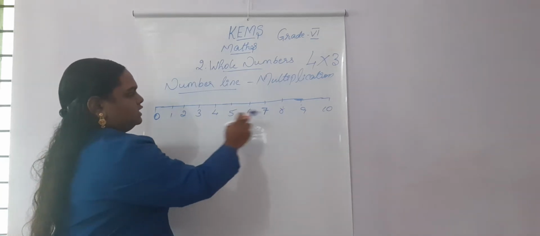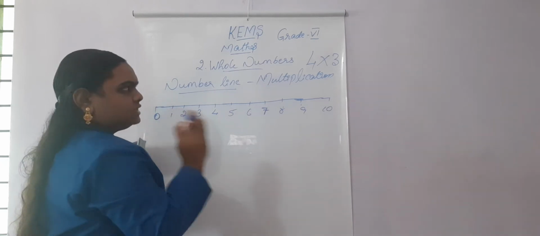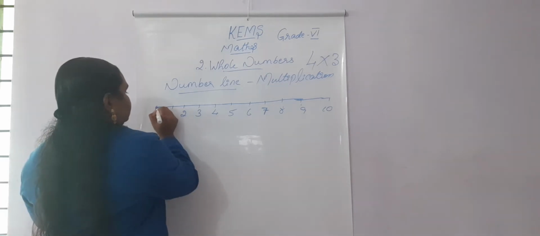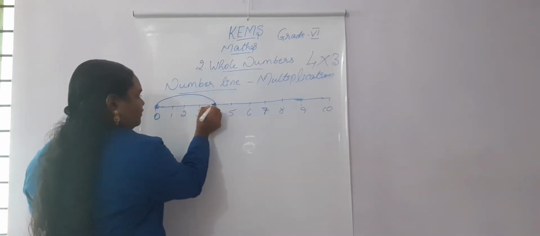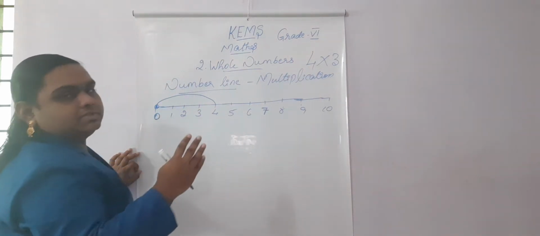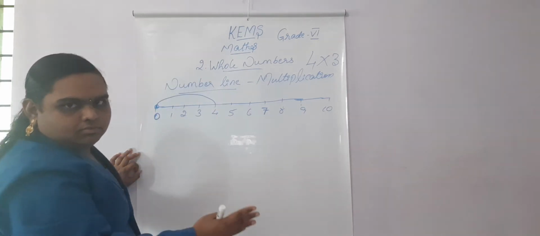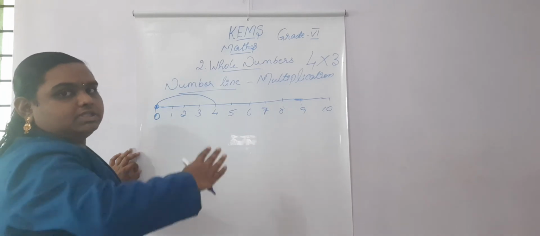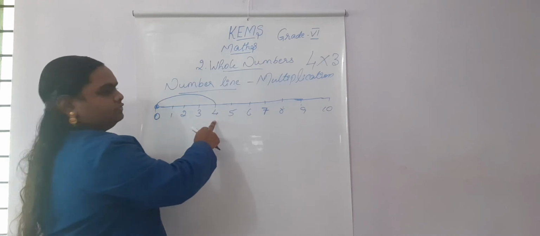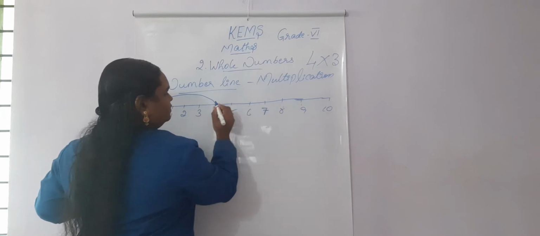So, 4 into 3. First, I have to jump 4 steps, from 0 to 4, because 4 is the first number. So each 4 steps we have to jump 3 times. So I jump 1 to 4. Then second, 1, 2, 3, 4.